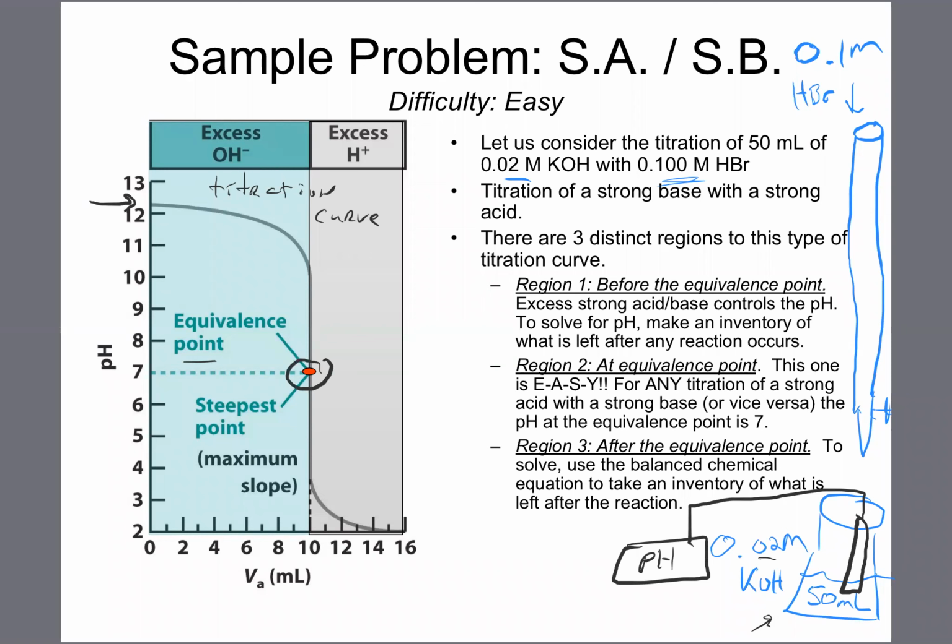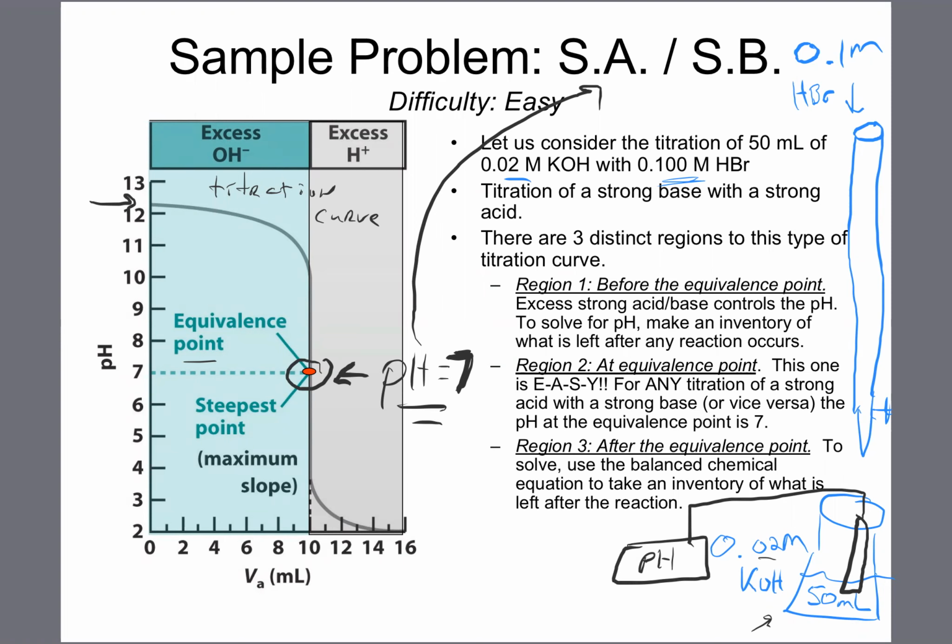And it turns out that for strong acid, strong base titration, pH is 7 at the equivalence point. Now that has to be strong acid, strong base. That rule changes for other types of titrations. But for strong acid, strong base, the pH is 7 at the equivalence point.